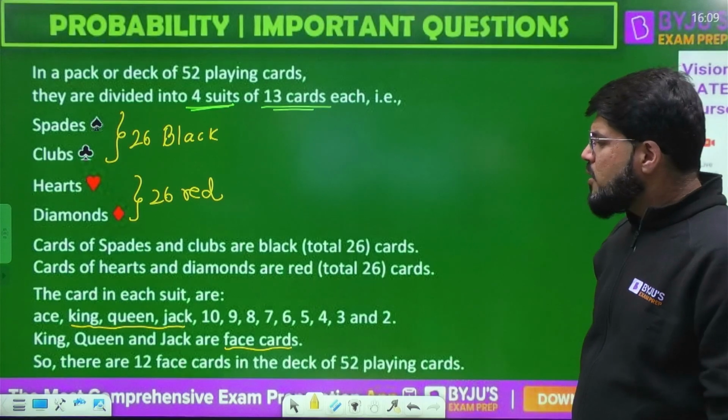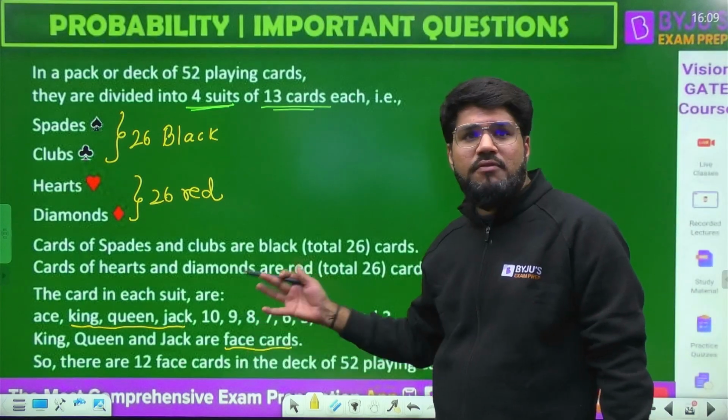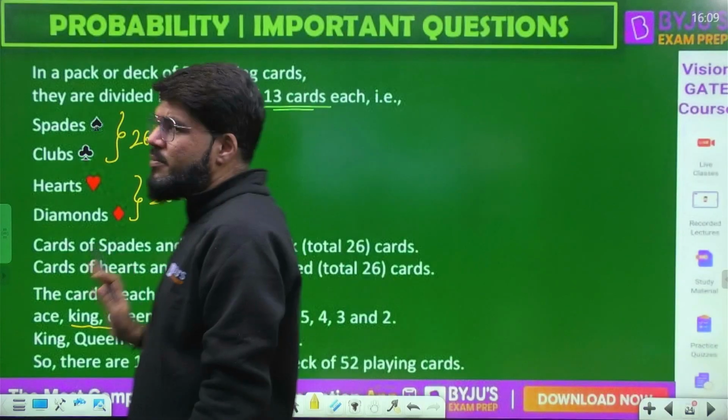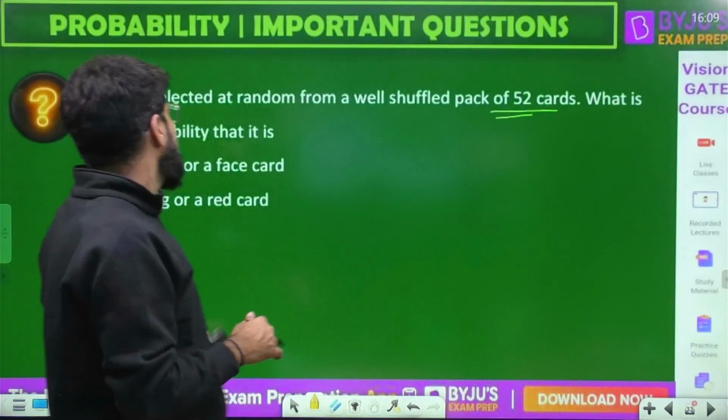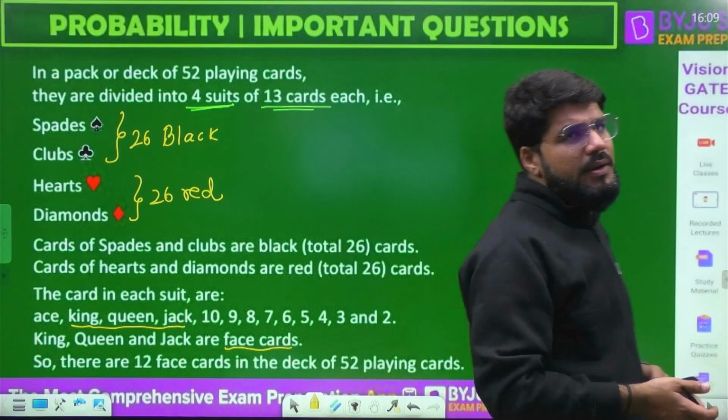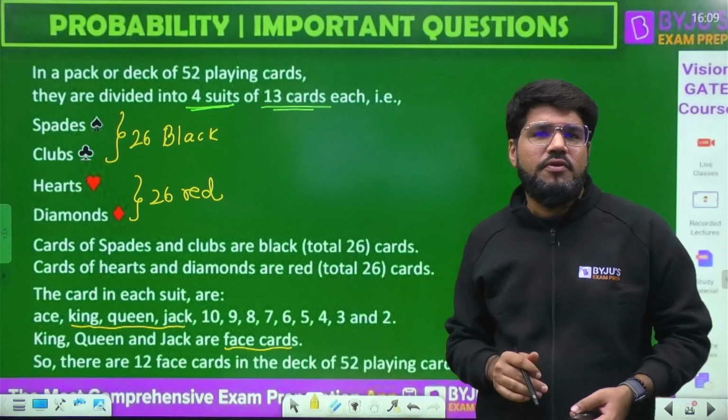So there are a total of 12 face cards. Every suit has 3, so 3 fours are 12 face cards in the deck of 52 cards. This is what everybody must know before attempting such questions. If by chance you forgot or didn't know, you can note it down from here, or I'll share the PDF, and you can refer to it later on.